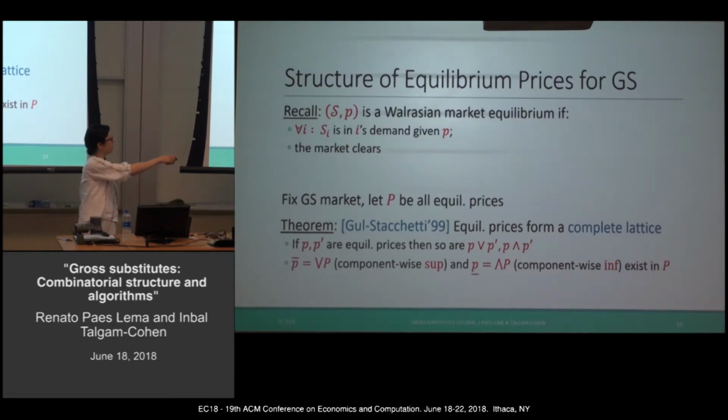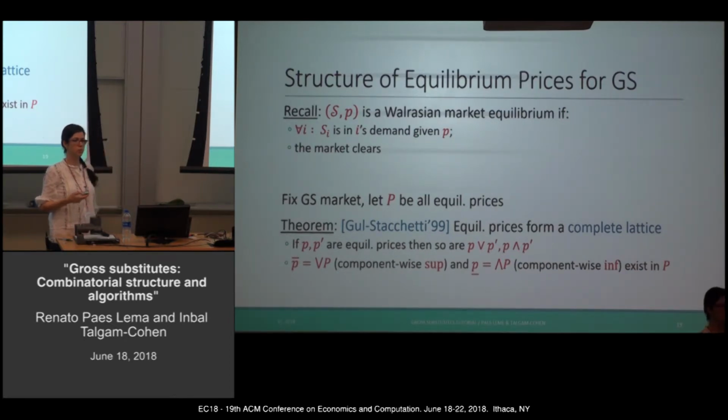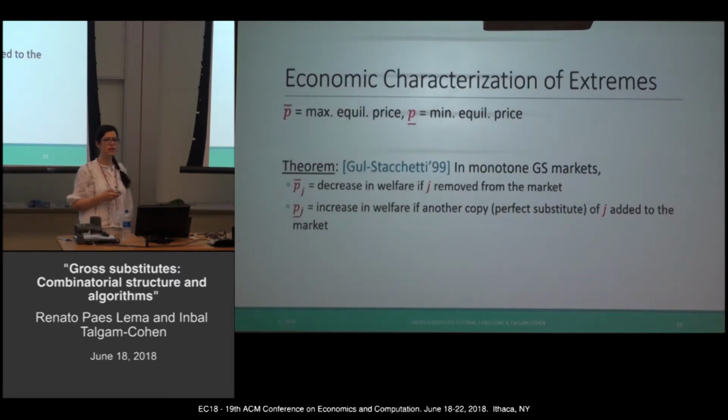And it's a complete lattice because if I look at the component-wise supremum of all of the prices, and if I take the component-wise infimum of all of the prices, both of these exist and are also equilibrium prices. So I have maximum prices that are equilibrium prices and minimum. And these have a really interesting economic characterization.